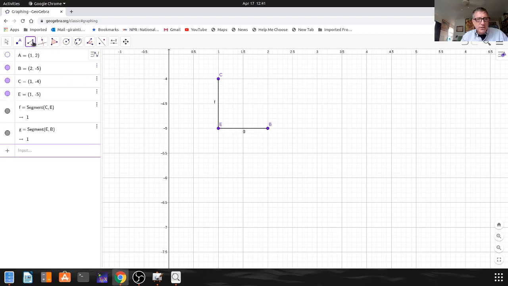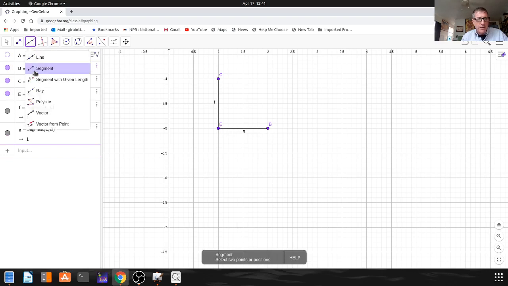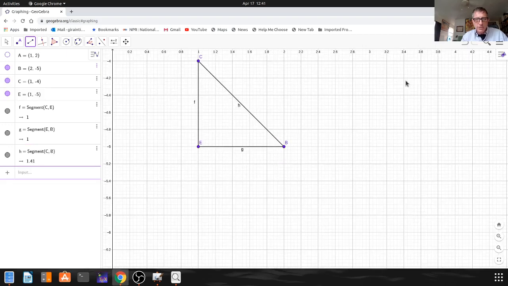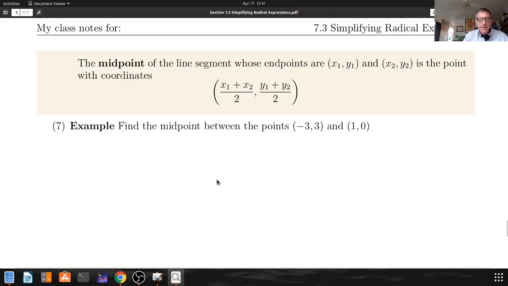So the distance that we're looking for, not line, but line segment, is that distance that I just drew right here that corresponds to H. So this is my point 1, minus 4, this is my point 2, minus 5, and this line segment H is the distance that I just calculated, and it's the square root of 2. So yet another topic for this is the midpoint of a line segment.